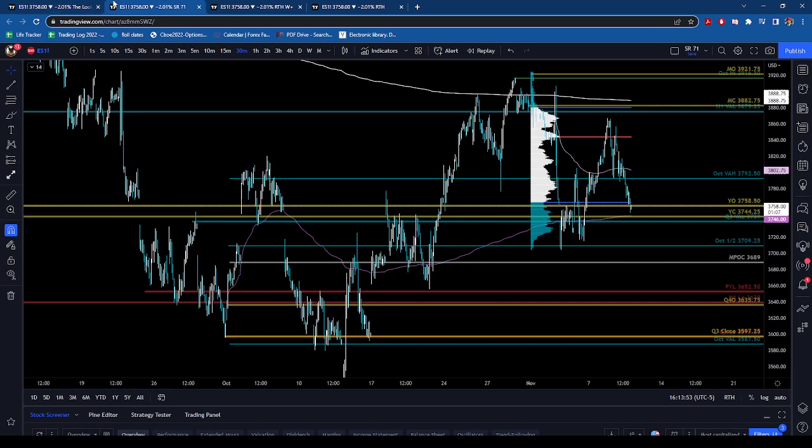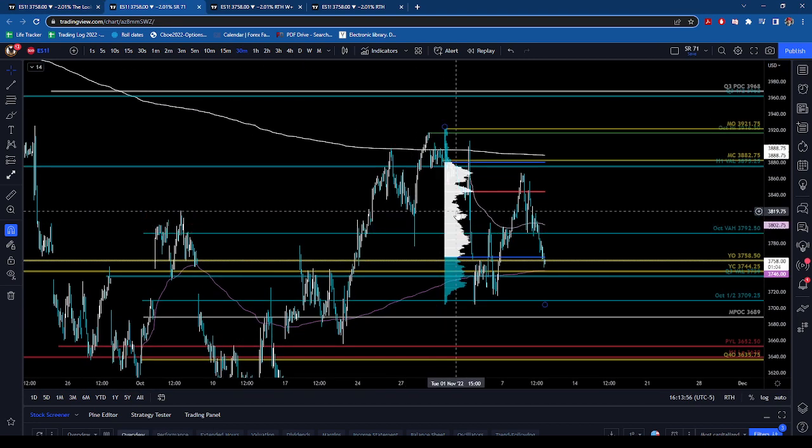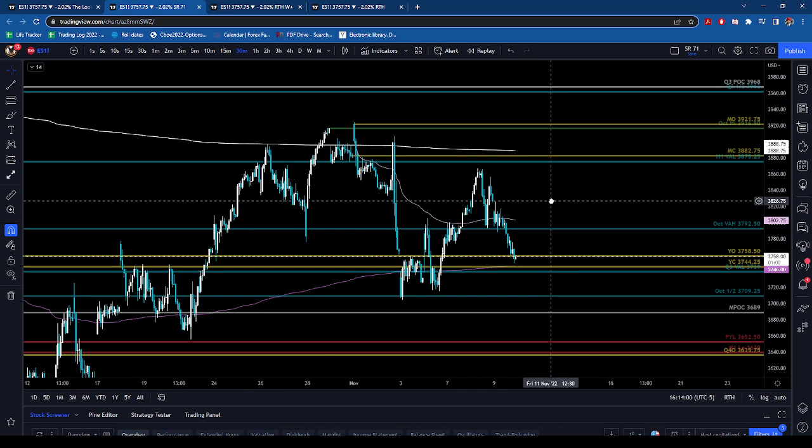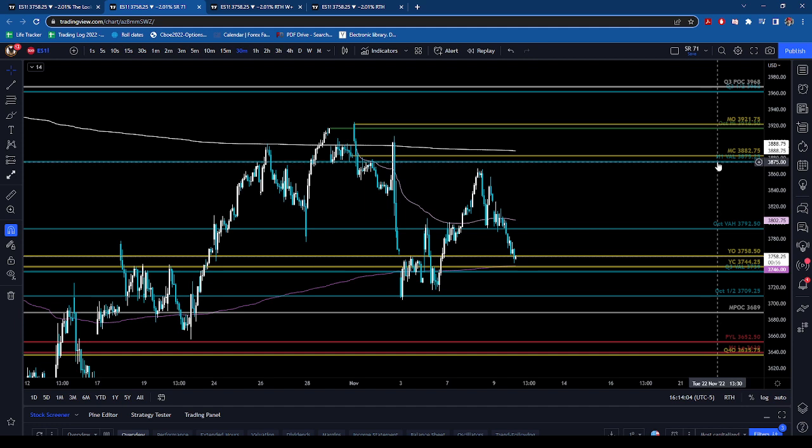Now, how do I actually go about finding areas of interest that might be future balance areas? Not too complicated. I start with a very high time frame. We can get rid of this for a second. All I'm looking at here are monthly and higher time frame structural levels. Here's the first half of the year's value area low. Here's a monthly close, monthly high, monthly open, quarterly halfback, quarterly POC, and last month's value area high.